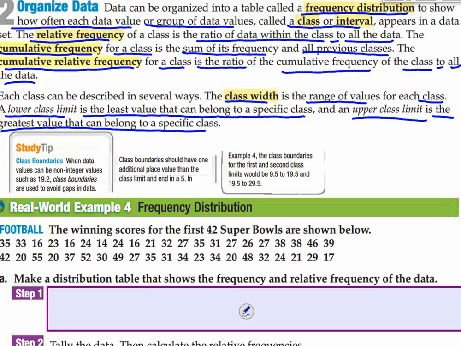And then there's this little study tip about class boundaries. If the data values are non-integers, such as 19.2, the class boundaries are used to avoid gaps in data. They should have an additional place value than the class limit and end in a 5. So for example, you would go 9.5 to 19.5, 19.5 to 29.5, as it's looking at that.